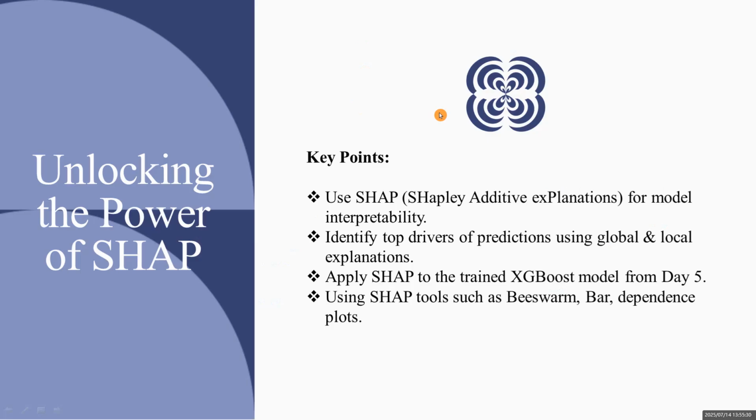Second, we're going to identify top drivers of predictions using global and local explanations. Also, we're going to apply SHAP on the previously trained XGBoost model from day 5. And then we're also going to use SHAP tools such as the beeswarm plot, bar plot, and dependence plot.